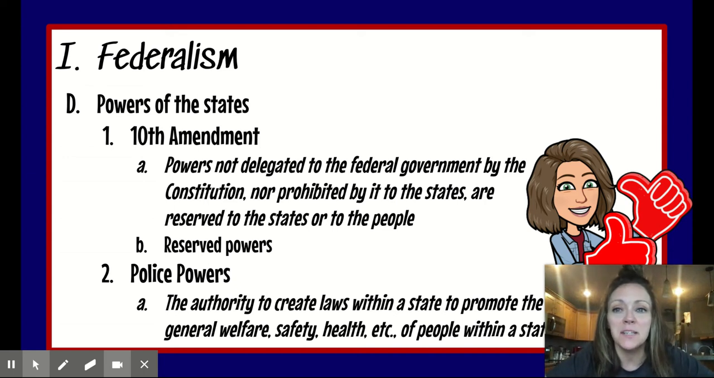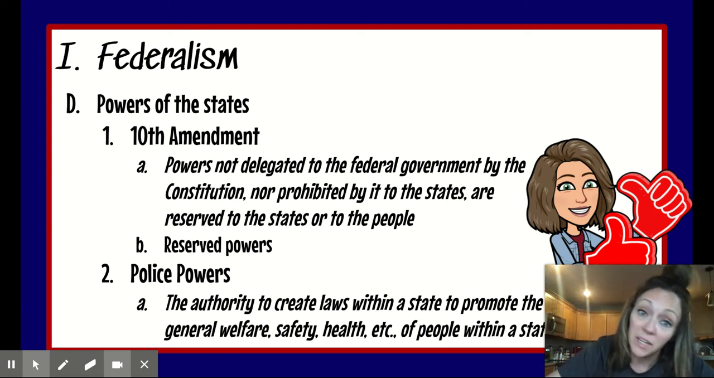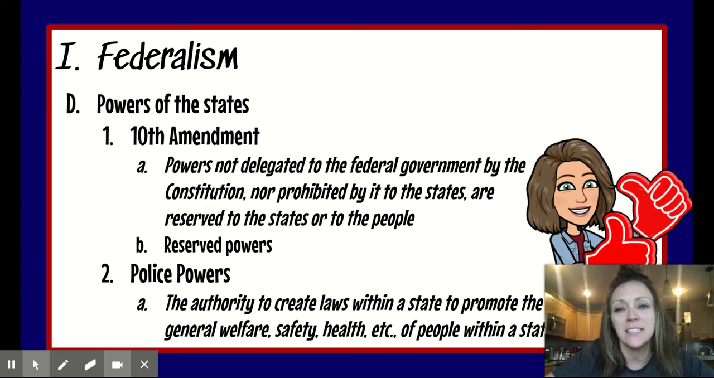All right, so the 10th Amendment tells us that powers not delegated to the federal government by the Constitution, nor prohibited by it to the states, are reserved to the states or to the people. And that's a very wordy way to say, if a specific power isn't listed in the Constitution and that specific power is not denied to the states, then the states have that power.